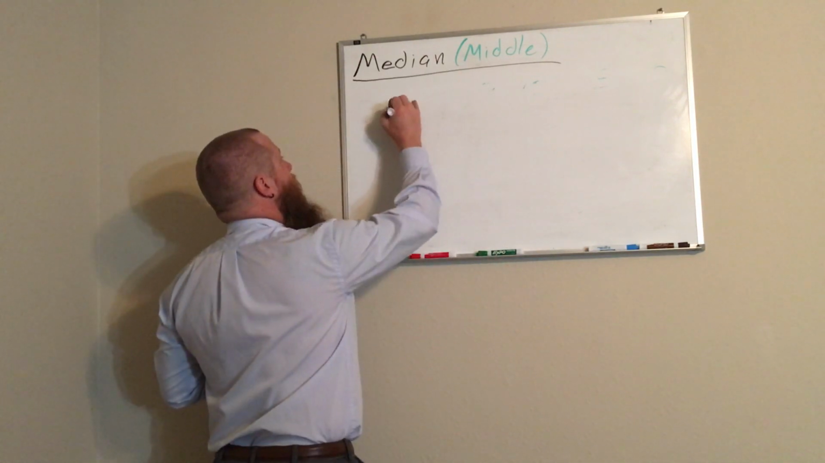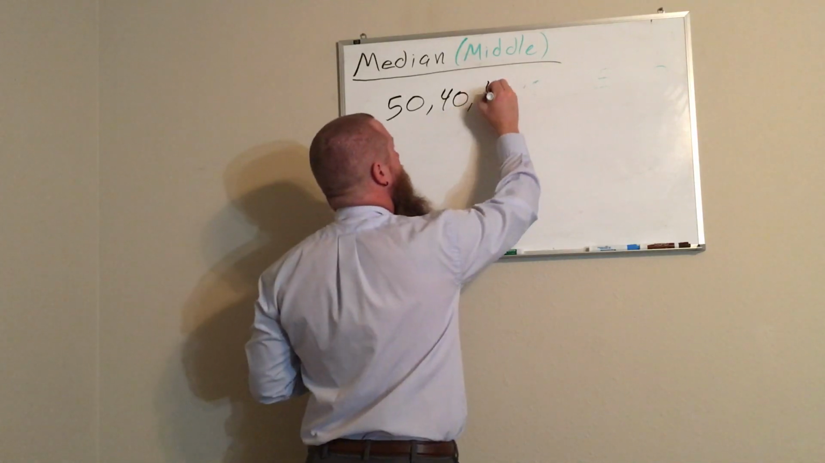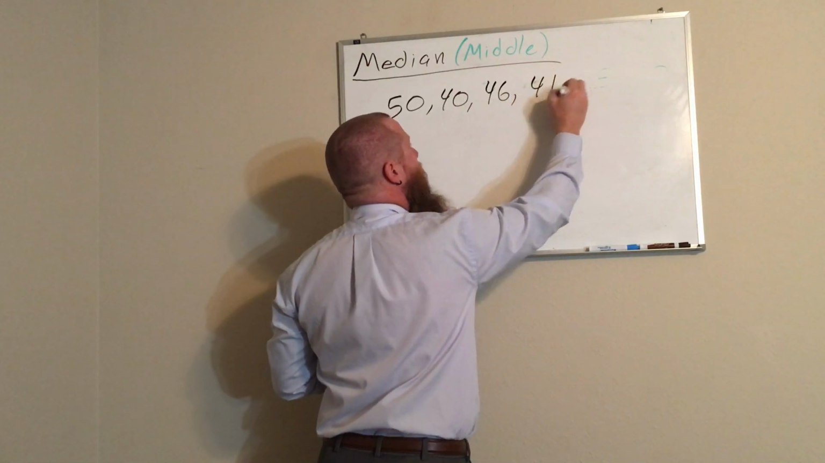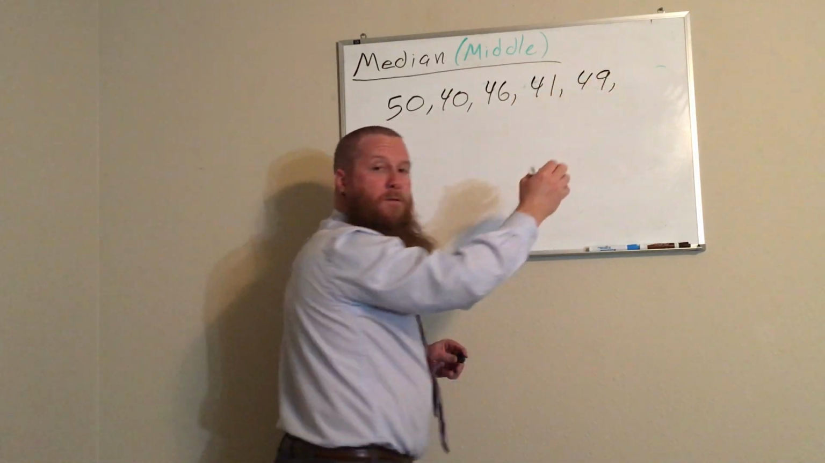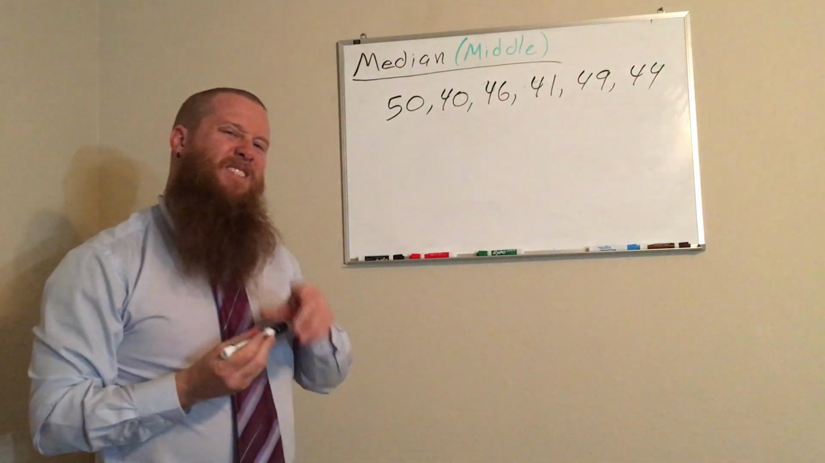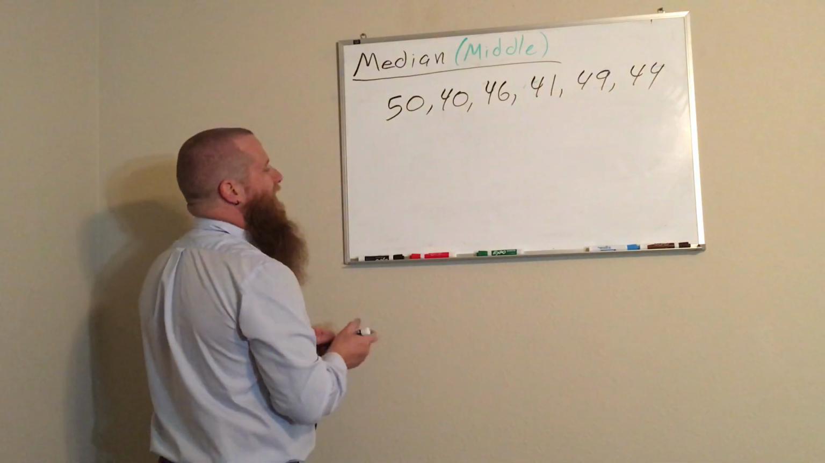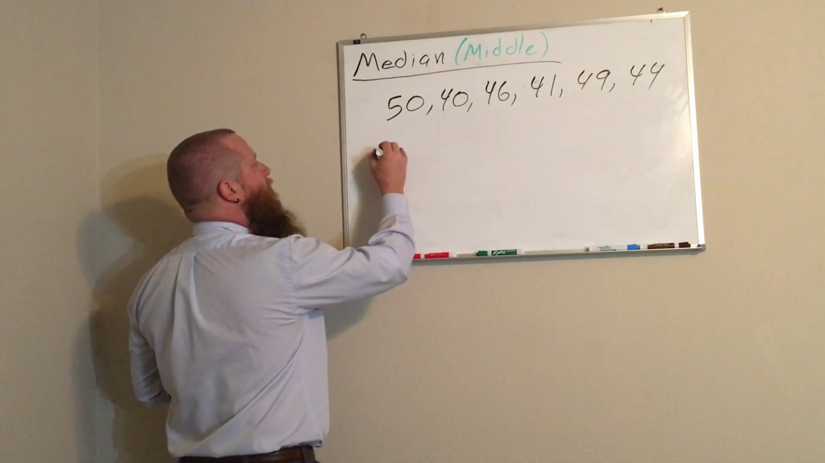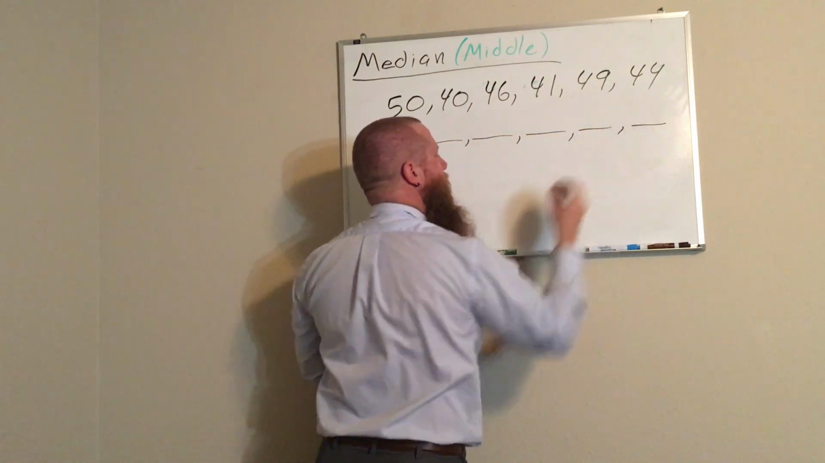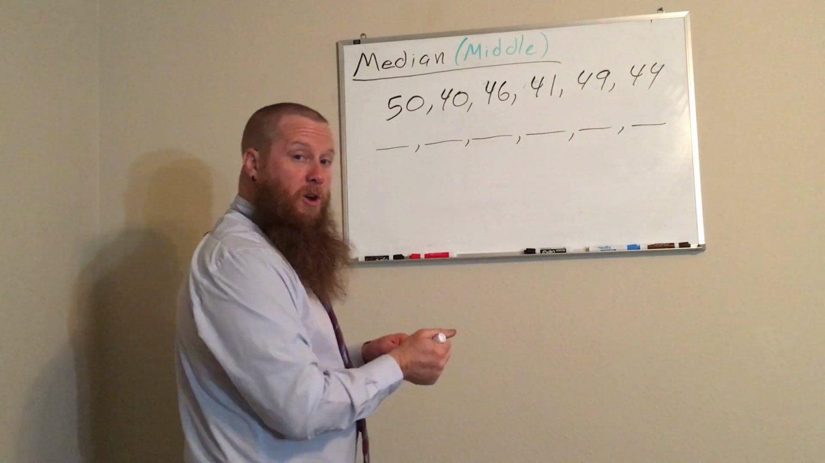This next sequence of numbers with a 50, a 40, a 46, 41, 49, and 44. Notice that we have 6 values here, and 6 is an even number. Anytime we have an even number of values, we have a bit of a different challenge for us. As we did previously, we will write these down in order from smallest to largest.